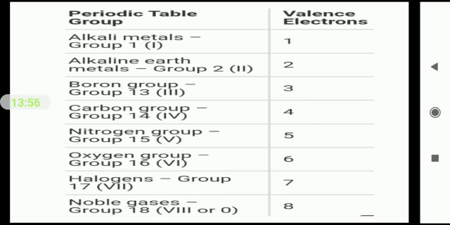The boron group, that is the 13th group, has 3 valence electrons. In the carbon group, the valence electrons are 4. In the nitrogen group, they have 5 valence electrons. The oxygen group has 6 valence electrons. The halogen group has 7 valence electrons. Then noble gases in the 18th group have 8 valence electrons.